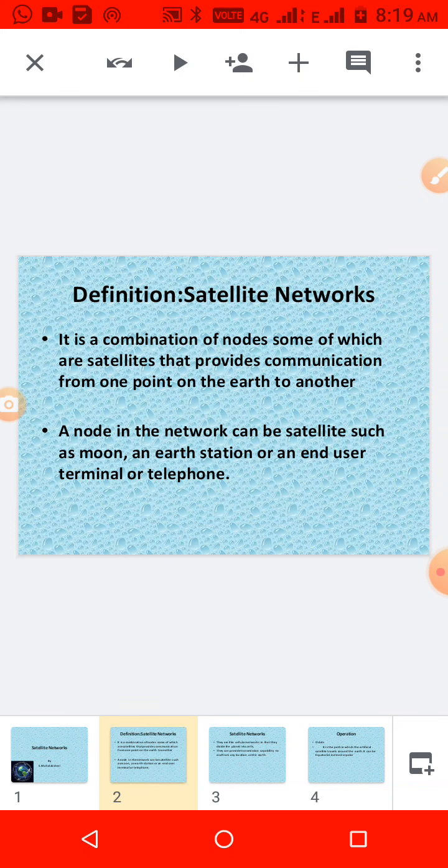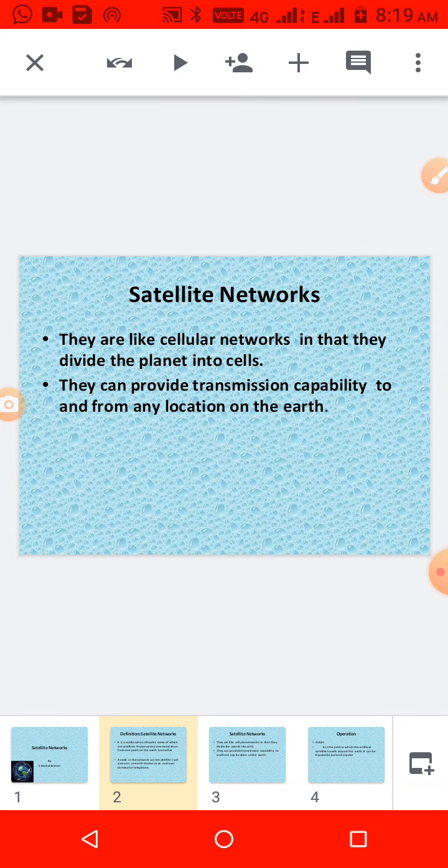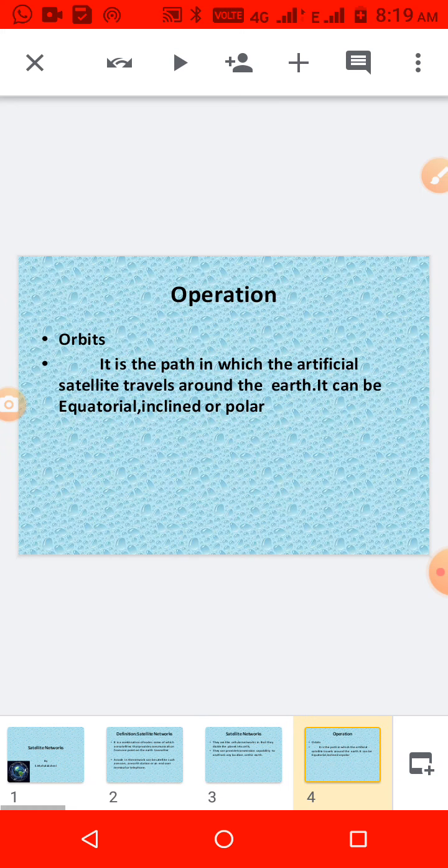Why are we forming this? It is used to provide communication from one point of the earth to another. It's like a cellular network. They divide the planet into cells and provide transmission capability to and from any location on the earth.